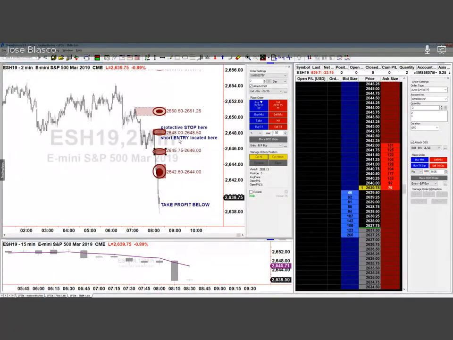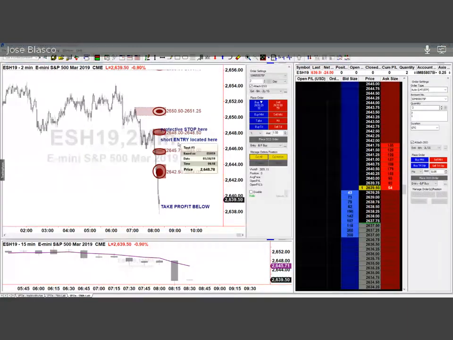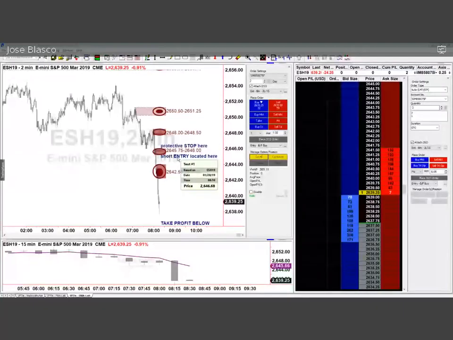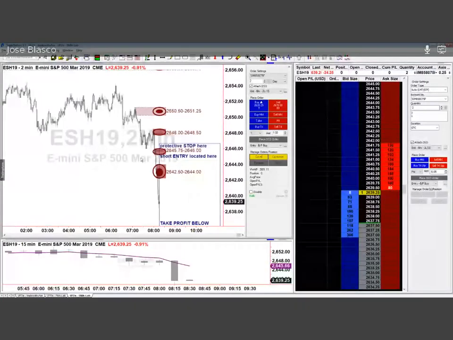So something I could do, and I need to give you an important explanation here, is I could just move this down like that and do the same thing with a short entry using that UFO and the stop above. But I'm not going to do that, and here's why.